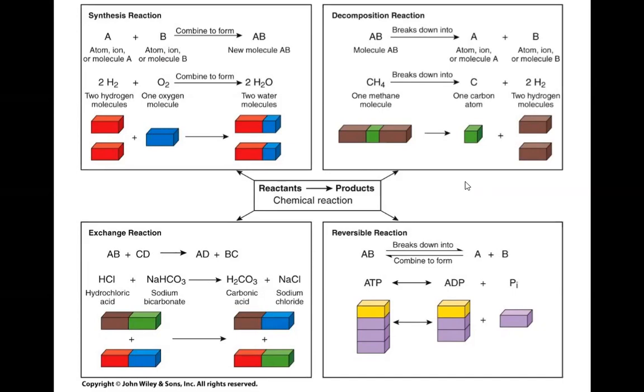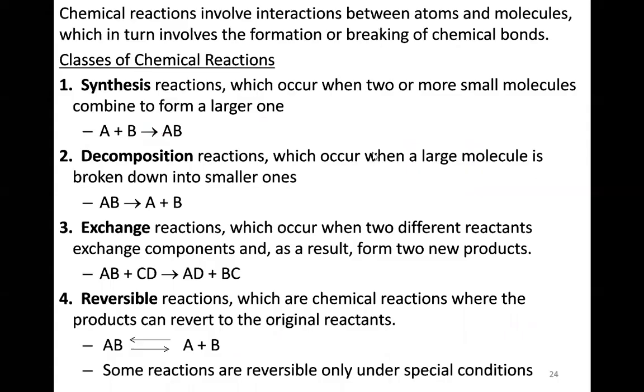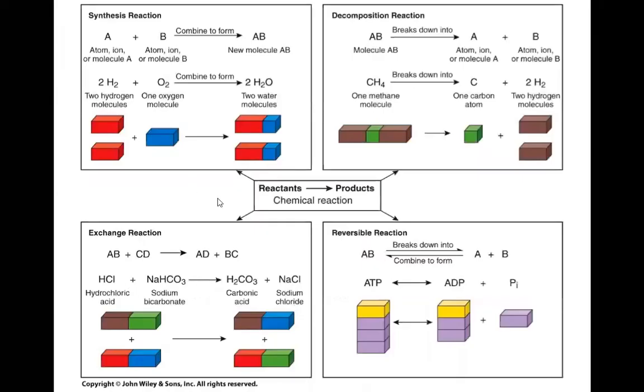Okay. Exchange is exactly kind of what it sounds like. 2 different reactants. Remember, reactants are the starting materials. Exchange components and as a result form the 2 new products, like AB and CD, end up becoming AD and BC. This takes place like when hydrochloric acid and sodium bicarbonate combine, ultimately forming 2 new products, carbonic acid and sodium chloride. And then reversible reactions are exactly what it sounds like.